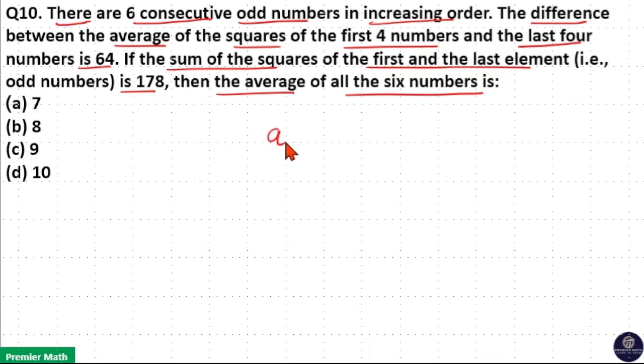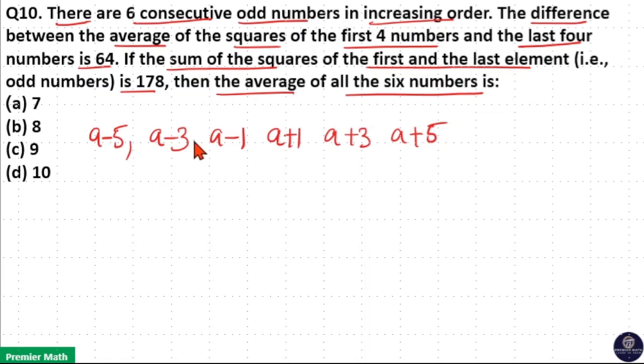I will consider one number as a plus 1. Then the next number can be a plus 3 and a plus 5. Now I will write this in reverse order. That is a plus 1. Next left side number will be a minus 1, and next left side number a minus 3, and next left side number a minus 5. Now you can see a minus 5, a minus 3, a minus 1, a plus 1, a plus 3, a plus 5 are 6 consecutive odd numbers.